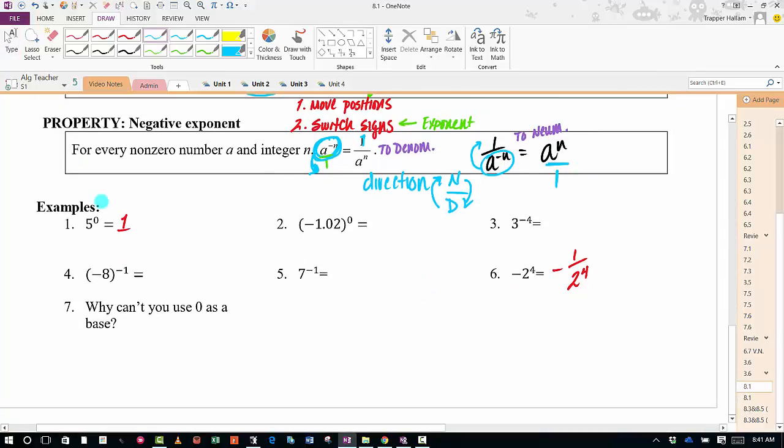So let's see a couple of these. Here's a 0 property in action. Anything to the 0 property is 1, no matter what it is. Here's negative 1.02. Doesn't matter how crazy it is, it's just 1. Here's 3 to the negative 4th power.